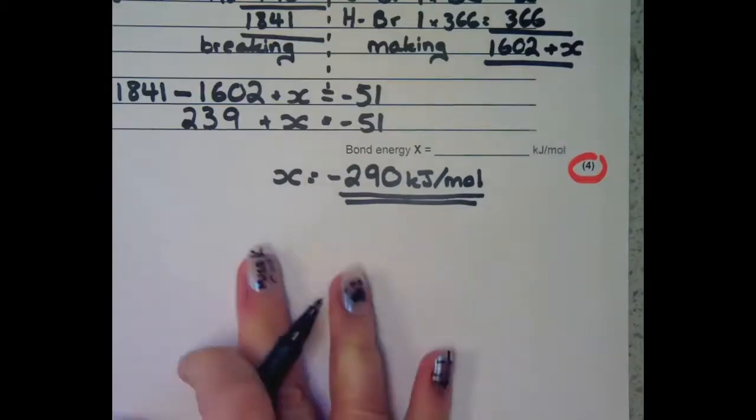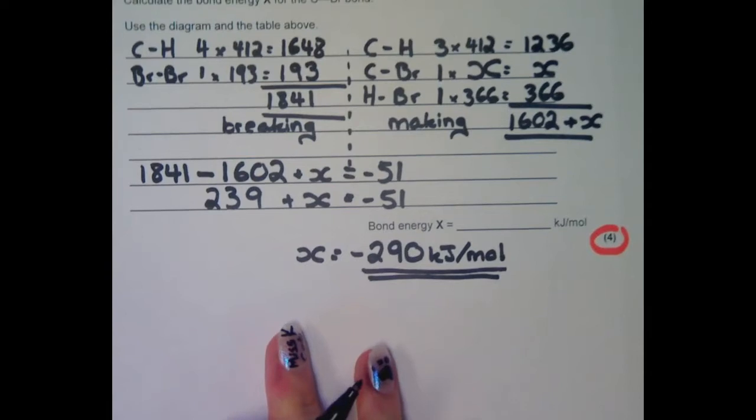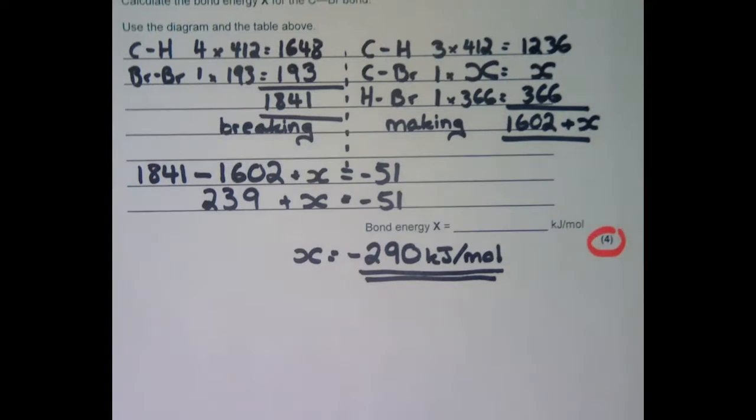And that is the bond energy of the carbon to bromine bond. 4 marks, relatively easily gained. As previously stated, you can do calculations in a number of different ways, and therefore it can be tricky to mark these as an examiner. But what examiners will be looking for are a few key points as we go through.